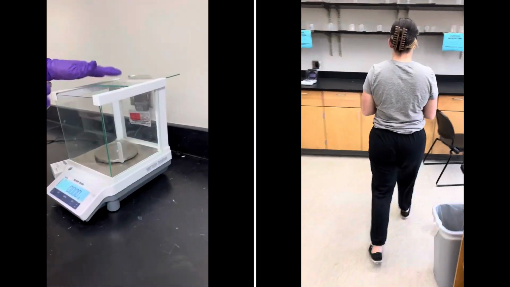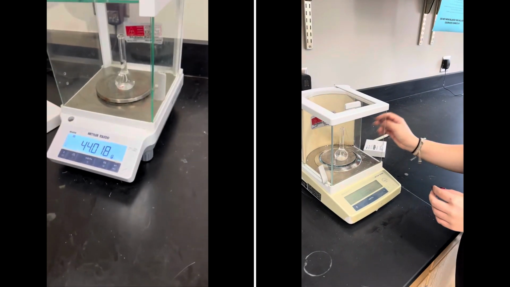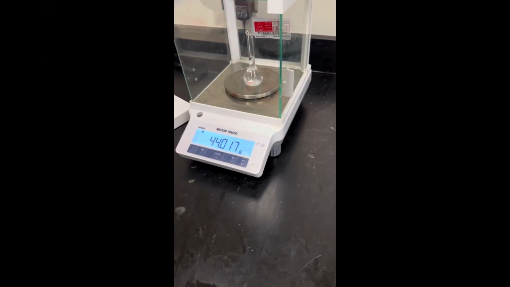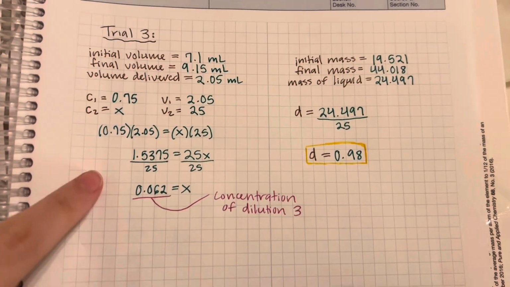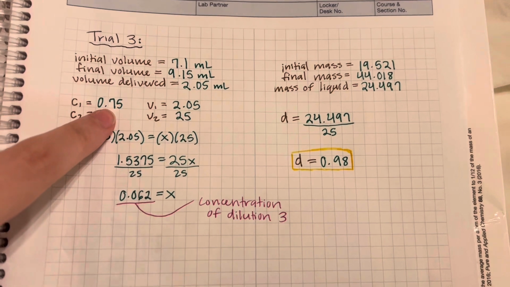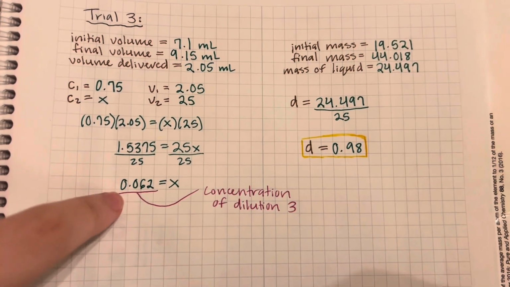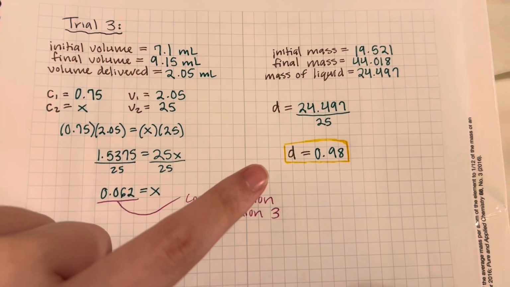Okay, we are back at the balance to measure that mass. Let's see what we get. 44.018. You can see from my math that for my C1, I used the concentration from my last dilution, and I got the concentration of my dilution 3, which is this right here, and then the density of my dilution 3 right here.